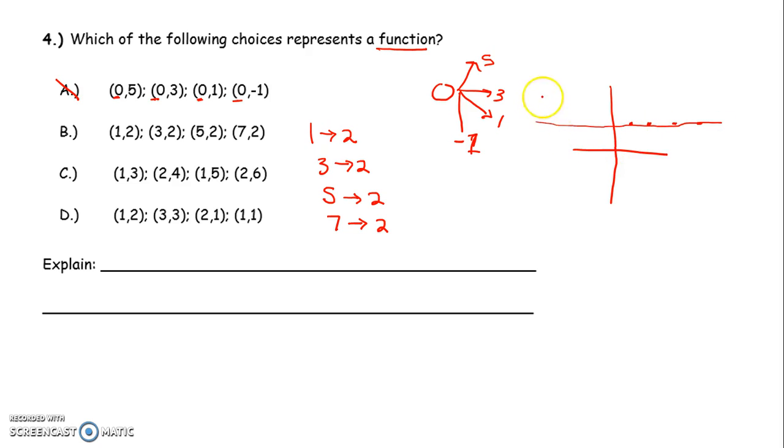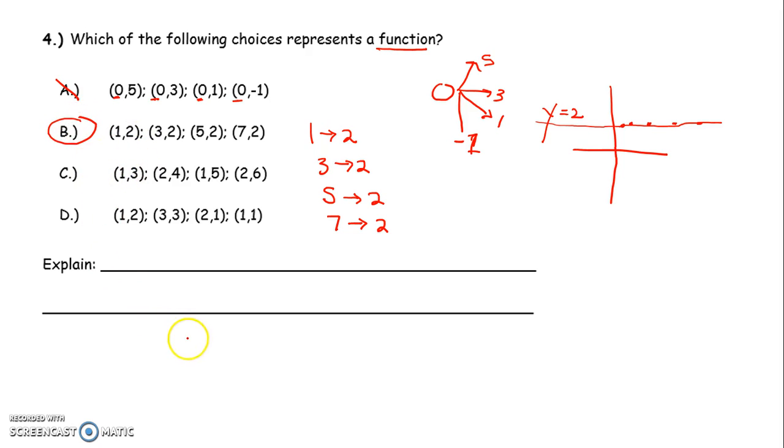It happens to be a horizontal line, because each y value equals 2, and that's totally fine. You could do your vertical line test, and every time I draw a vertical line, I'm going to hit that function at one and only one spot. So that's definitely the function.